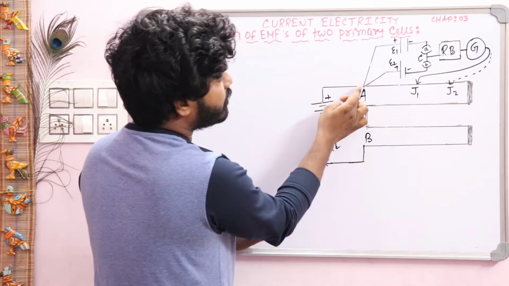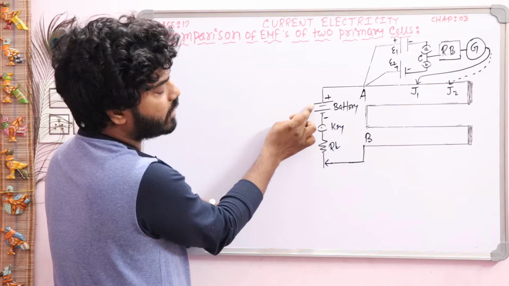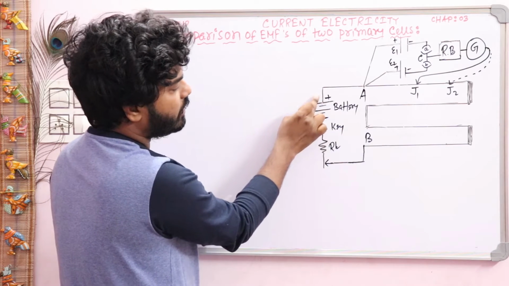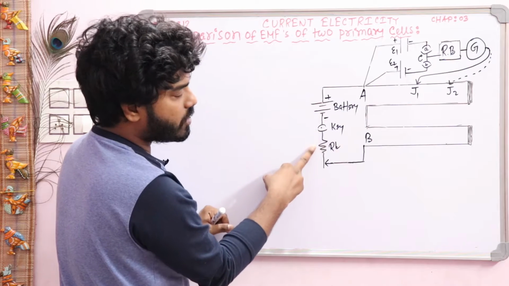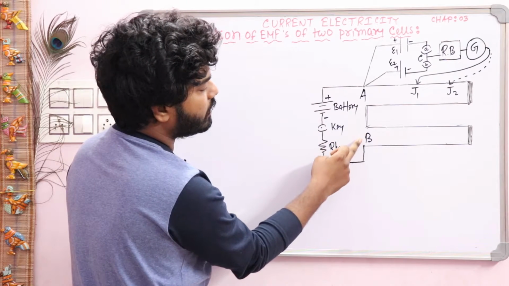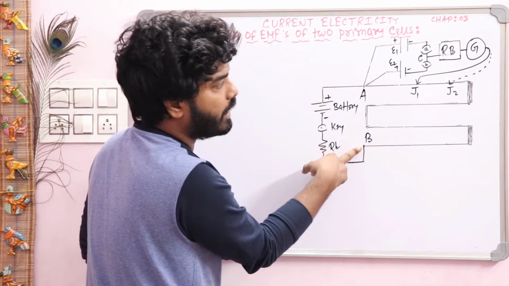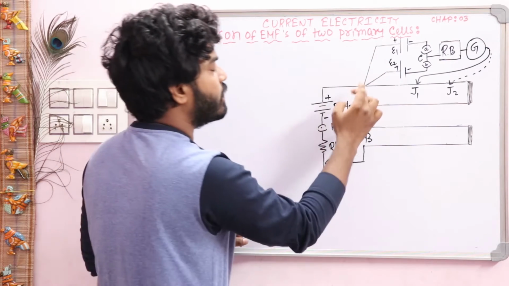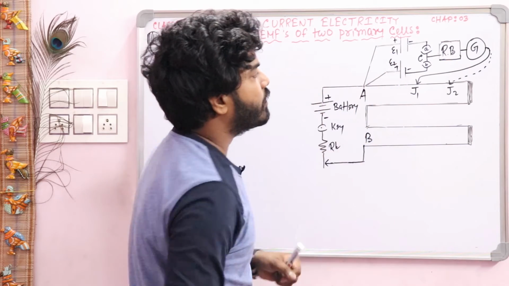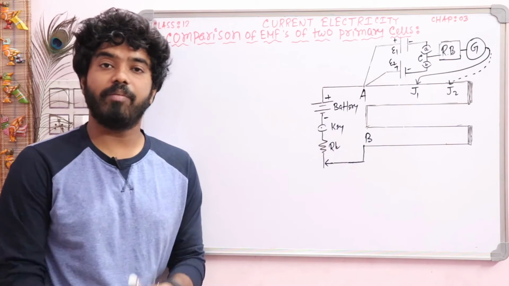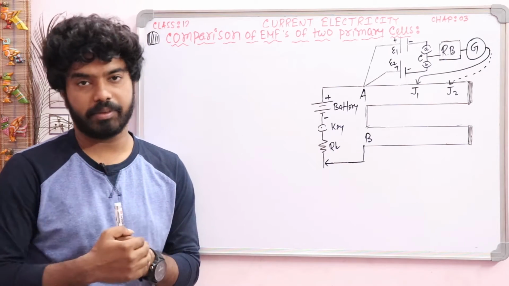Now at the place of A, you connect a supplied battery, positive terminal here, and this is the negative terminal. After that you connect a key, then a rheostat, and you connect this rheostat to point B. And on the other side, at point A you connect 2 primary cells of EMFs E1 and E2, which you have to compare.